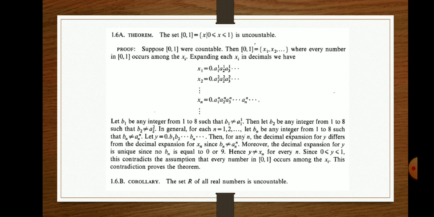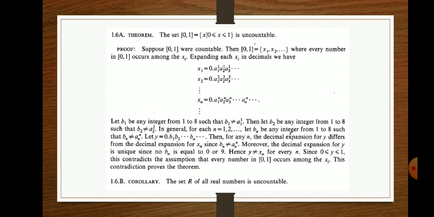Then for any n, the decimal expansion of y differs from the decimal expansion of xn. So now we have a new number. We had already listed all the elements of the closed interval 0,1 as it is countable. From that, we formed a new element y, which is a contradiction. Therefore the given set 0,1 is uncountable.